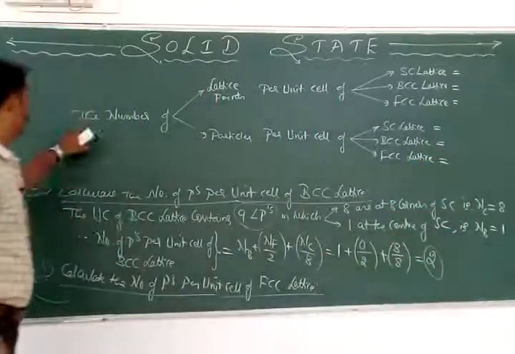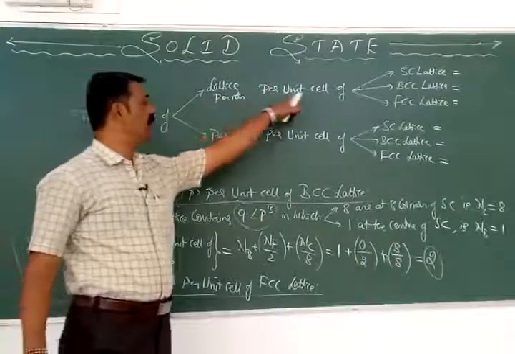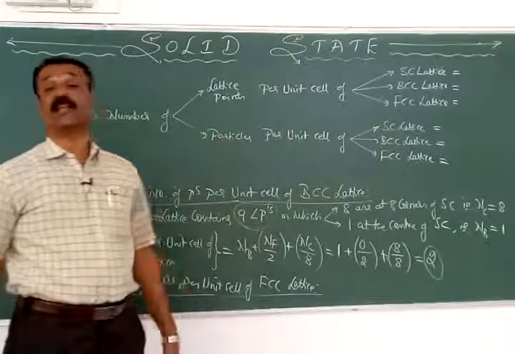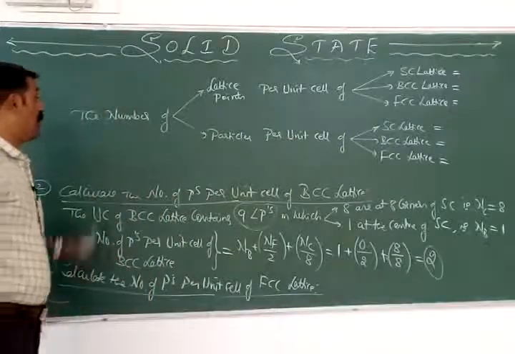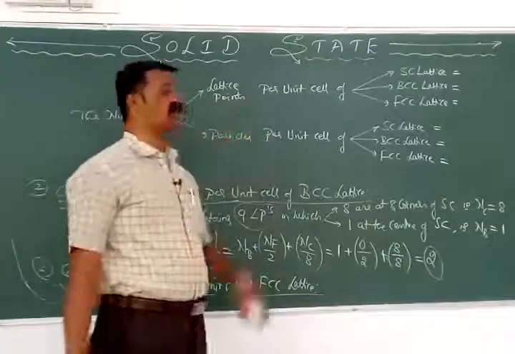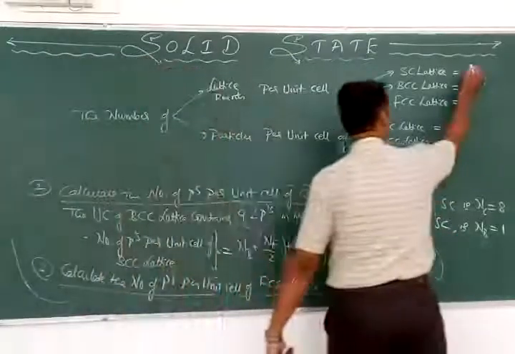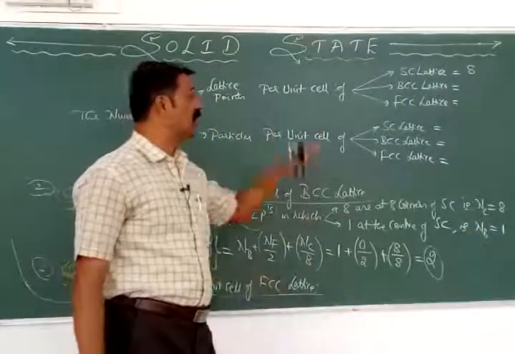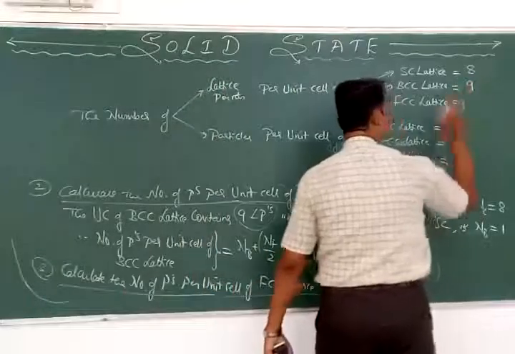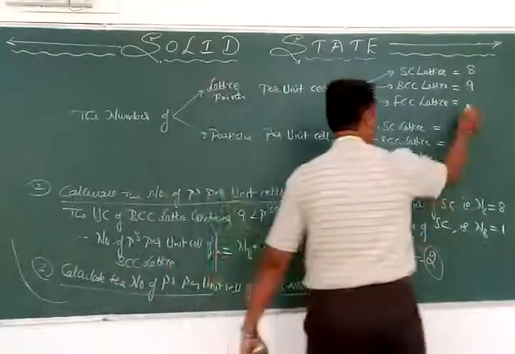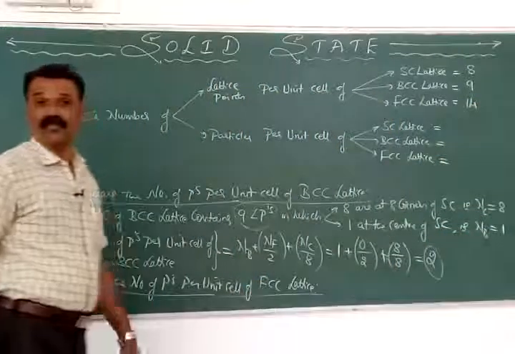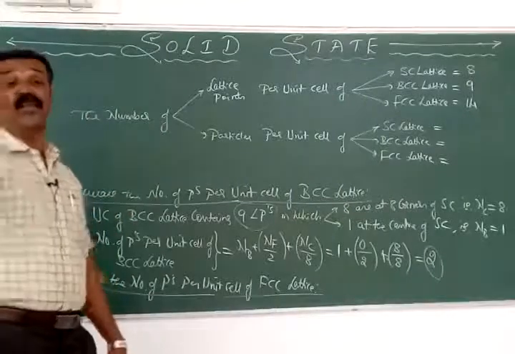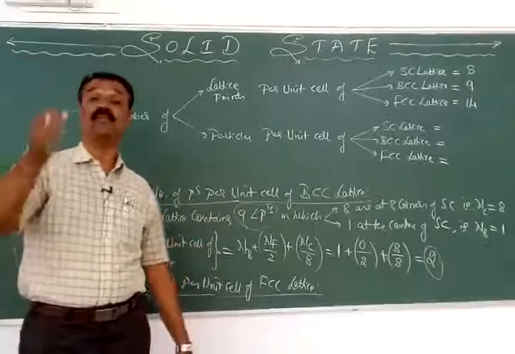So what is that here? Either the lattice points per unit cell of SC, BCC or FCC lattice, or, in the second case, the number of particles per unit cell of the same SC, BCC or FCC lattice. First, the number of lattice points per unit cell of a simple cubic lattice is how much? It is 8. With respect to the body centered cubic lattice, it is found to be 9. With respect to the face centered cubic lattice, it is found to be 14. Here there is no formula to calculate the values 8, 9 and 14 for SC, BCC or FCC, because they are already the fixed positions of the particles.